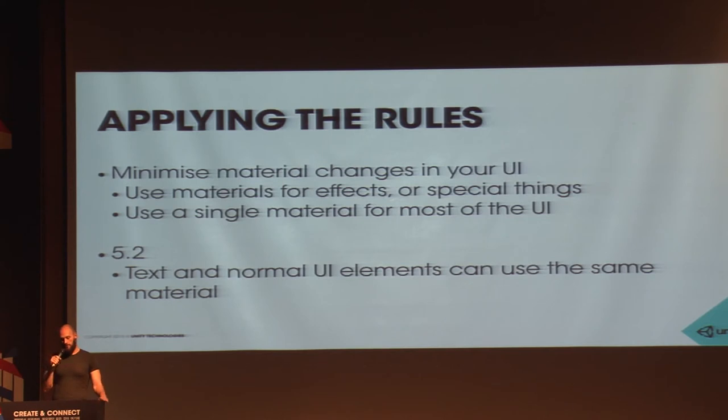The first thing to do is attempt to minimize material changes in your UI. You should use materials for effects and special things in your scenes, but attempt to use a single material for as much of your UI as possible. In Unity 5.2, text and normal UI elements can use the same material. Prior to this, whenever text was encountered, a slow state change would always happen.